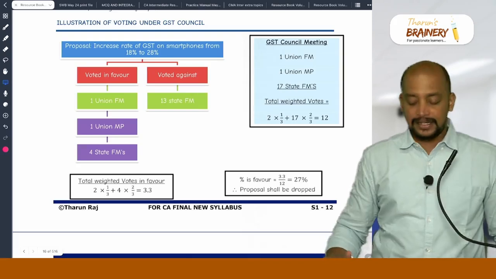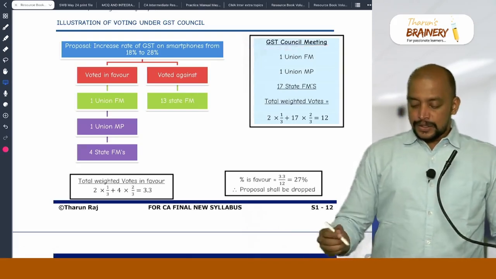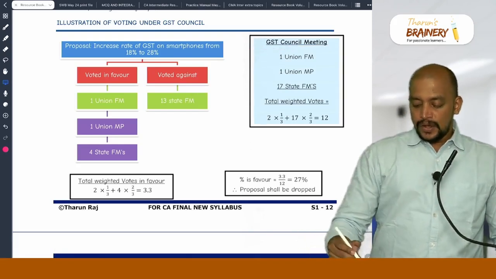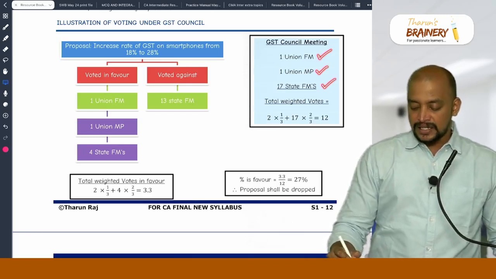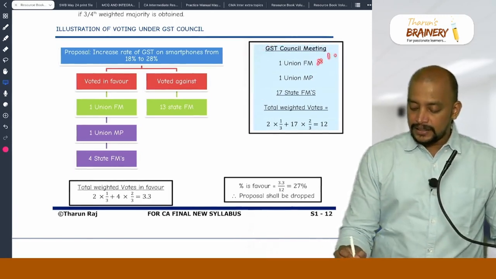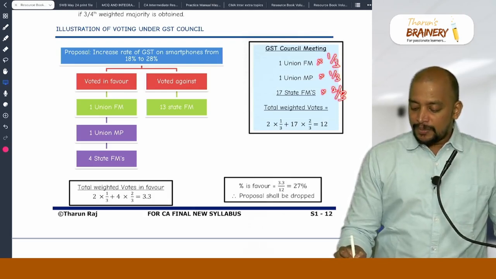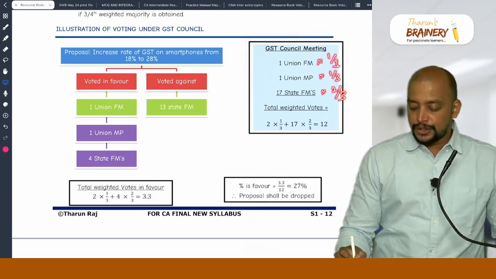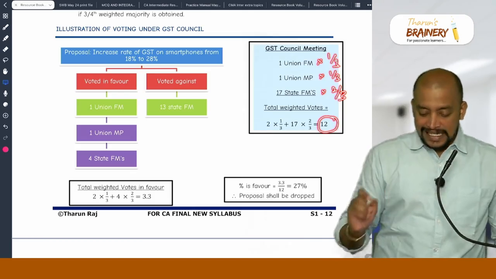I gave an example there, have a look into it. GST Council meeting. So who participated in this meeting? One union finance minister, one union minister of state, and then 17 state finance ministers. So what is the total weighted votes? So CG will have 1/3 and SG will have 2/3. So therefore 1 into 1 by 3 plus 1 into 1 by 3 plus 17 into 2 by 3. So what is the total weighted votes? 12.